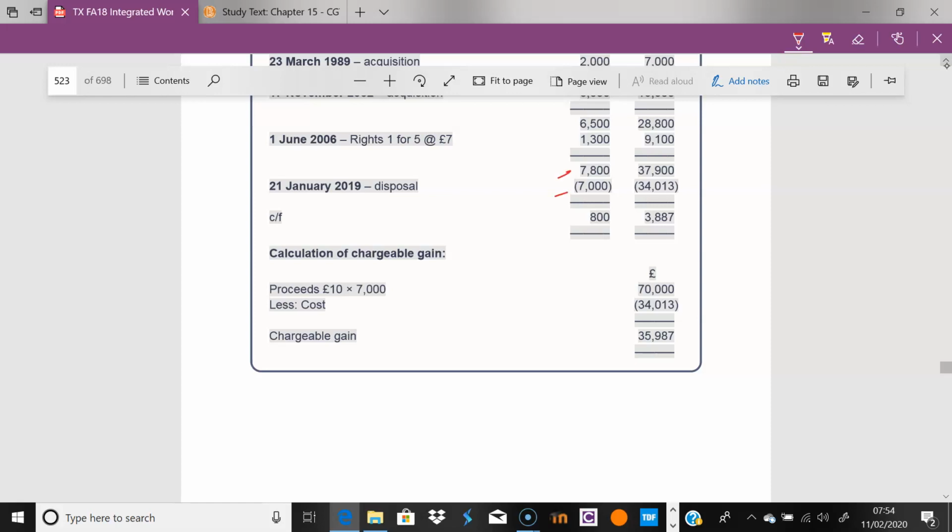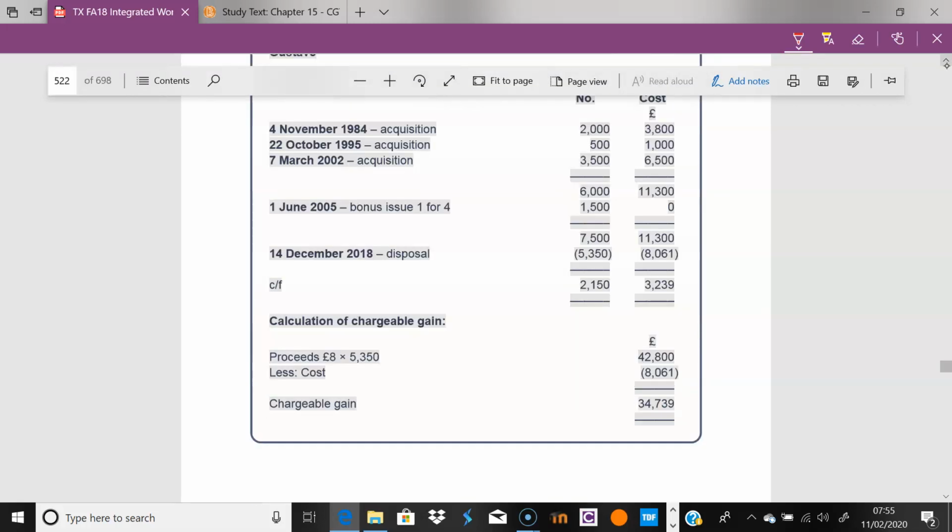7,800, right? And we have 800 left. So you're selling them for 70,000, that's at £10, and it cost you 34,013, giving you a chargeable gain of 35,987. Cool, great, and that's all the work there.